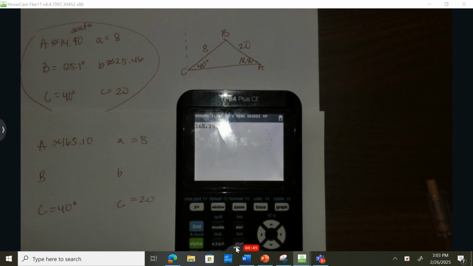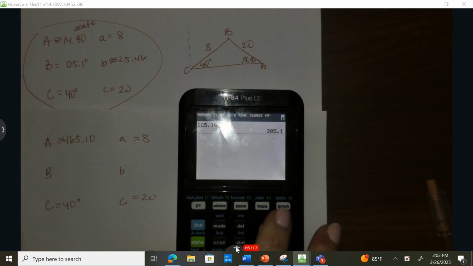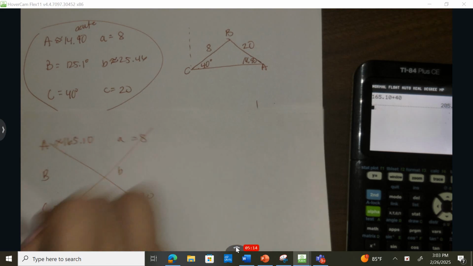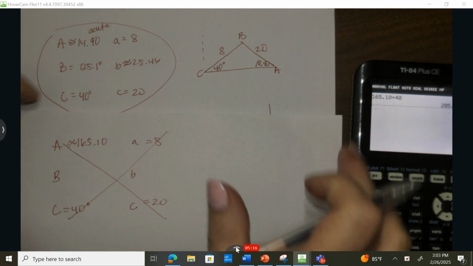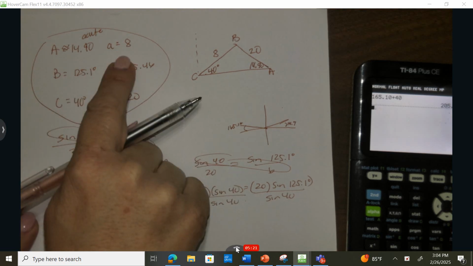Give me 1 second. I'm sorry, I have such a cold. So with 165.1, to figure out the missing angle B, I'm going to add 40 to it, and I get 205. Normally I would subtract that from 180, but the problem is I've already surpassed 180. That means it's not even possible, right? There'd be no degrees left. These three have to add up to 180. It's not possible. So the second triangle is not possible, and for that reason, we would say that this particular problem only has one unique triangle.